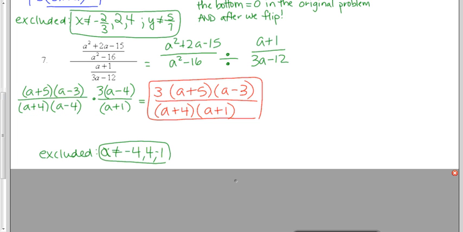Then I went through to reduce what I had in common. I had an a minus 4 on both the top and the bottom that I could reduce out. I had nothing else that they had in common. So then I just put everything together, my 3 terms on top and my 2 factors on the bottom. And there's my answer. Go ahead and pause the video if you haven't done number 8 yet. If you have, let's check that one.